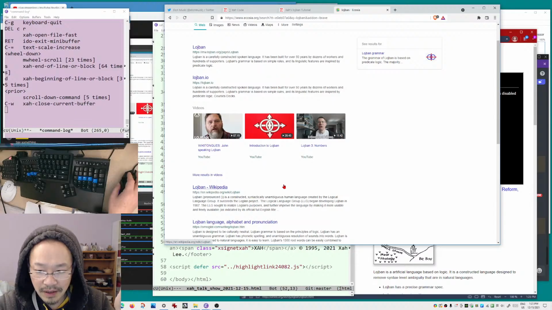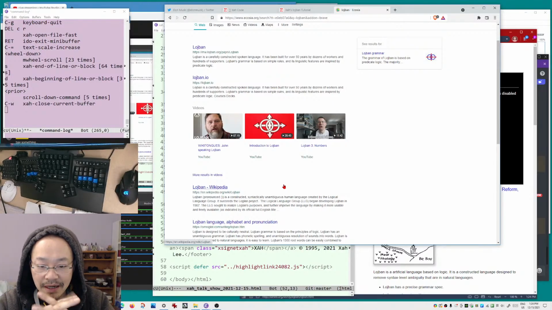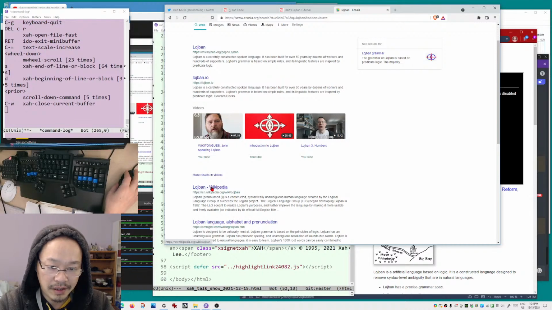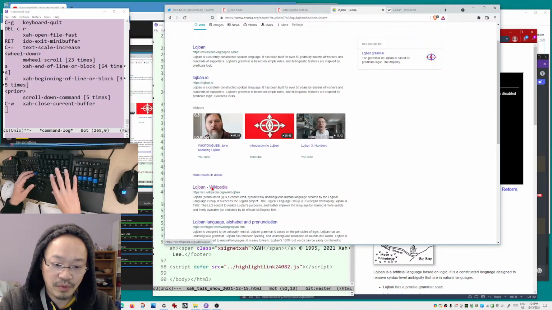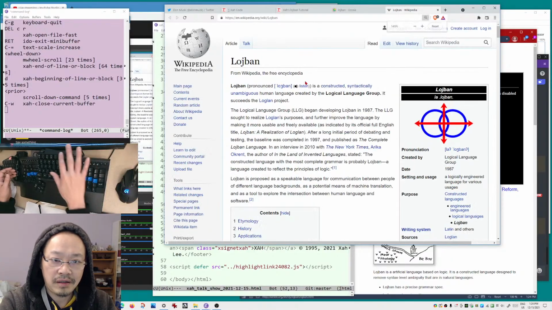there was a constructed language called Loglan, which stands for logical language. It's a constructed language, meaning that someone designed it from the ground up. But then there was political infighting about the copyright status of the language. So they went to court, and so they split. The other group created Lojban. So there it is. Let's open the Wikipedia article. You can see this is an article on Lojban.